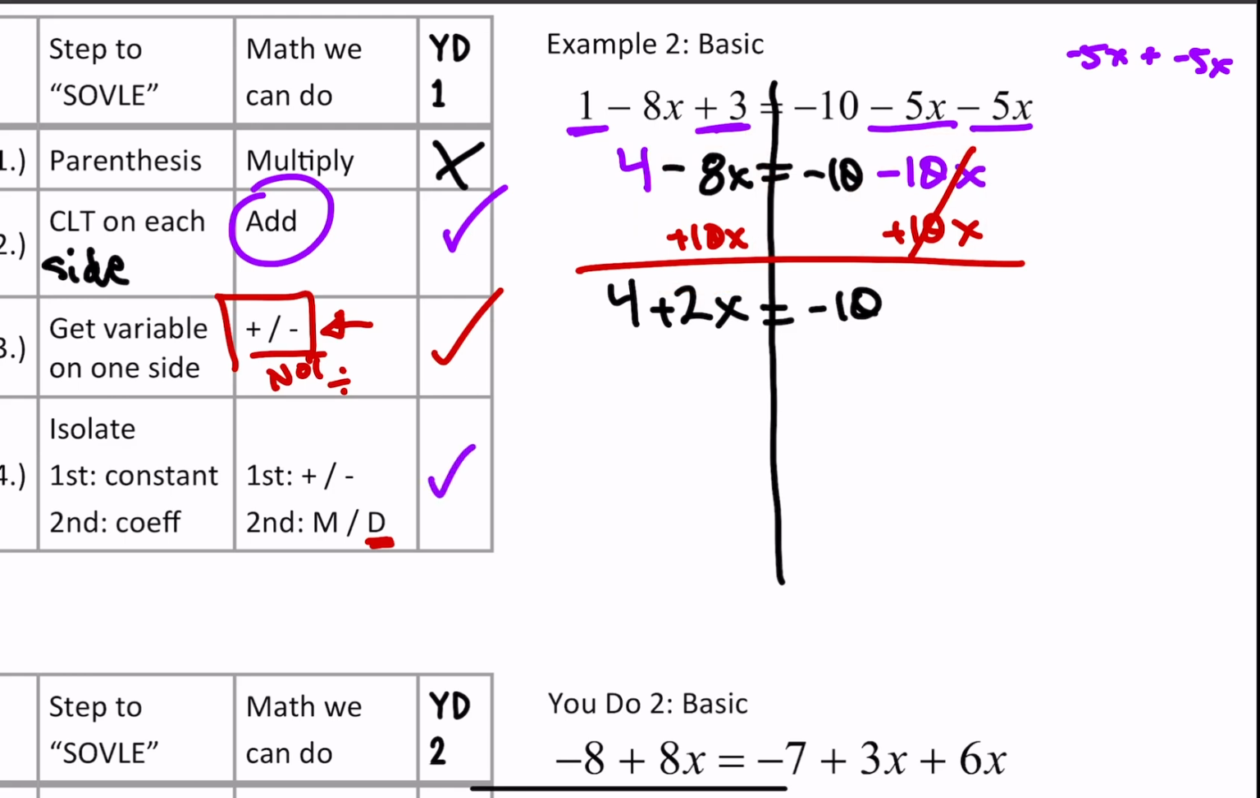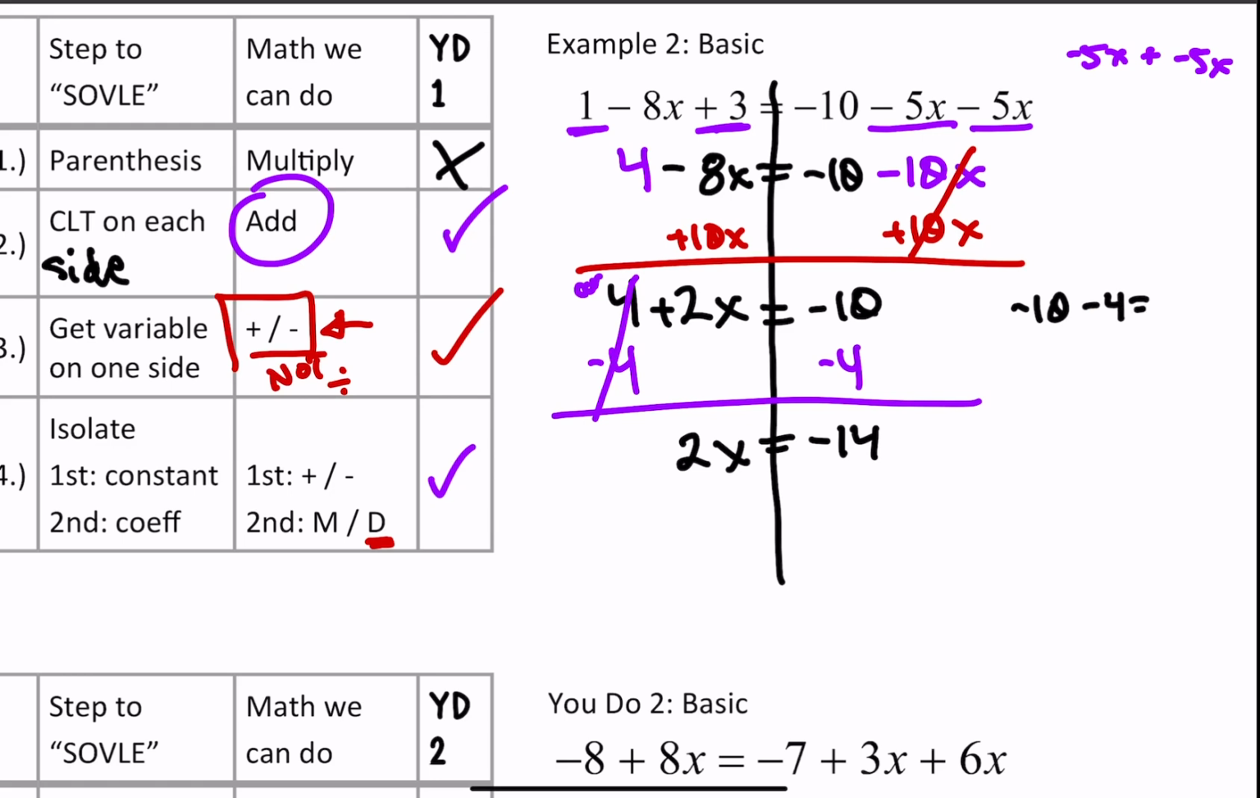Check for constant. Yeah, we have a constant. Our constant's 4, so we're going to subtract that 4 on both sides. This leaves us with 2x equals a negative 14, right? A negative 10 minus 4 is a negative 14, or you can think about it as negative 10 plus a negative 4 is a negative 14. Both are good.